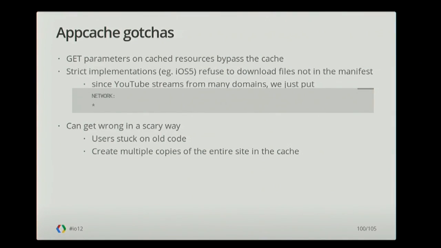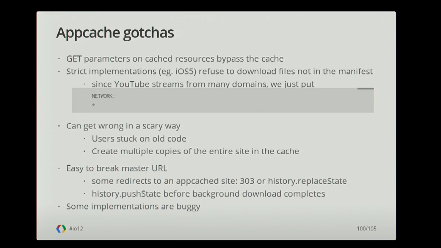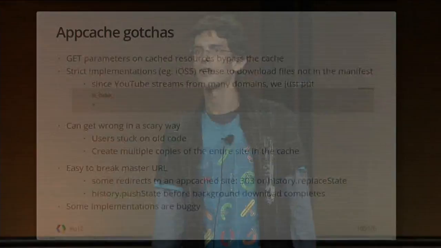Also, the thing with AppCache is it's easy to get it wrong in a scary way. Like, you don't want to have your users stuck on an old buggy version of the code. Like if your website crashes and there's no way to update it, that's very scary. AppCache has these copies of the website, and each manifest file is tied to a copy, so you can end up with multiple copies. Redirects close to loading your website the first time, like 303s or history API replace state that change the URL, can fool the browser into thinking that it's opened a different website. So it might end up having the wrong URL cached. So just a couple of things to keep an eye on.